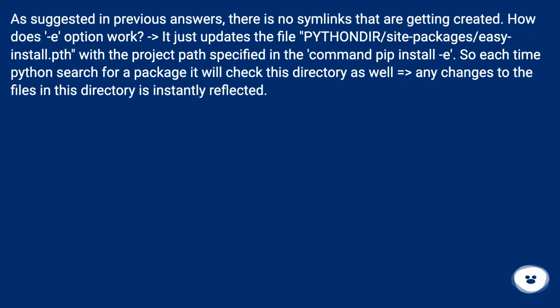As suggested in previous answers, there are no links that are getting created. How does the -e option work? It just updates the file python/site-packages/easy-install.pth with the project path specified in the command pip install -e. So each time Python searches for a package, it will check this directory as well. Any changes to the files in this directory are instantly reflected.